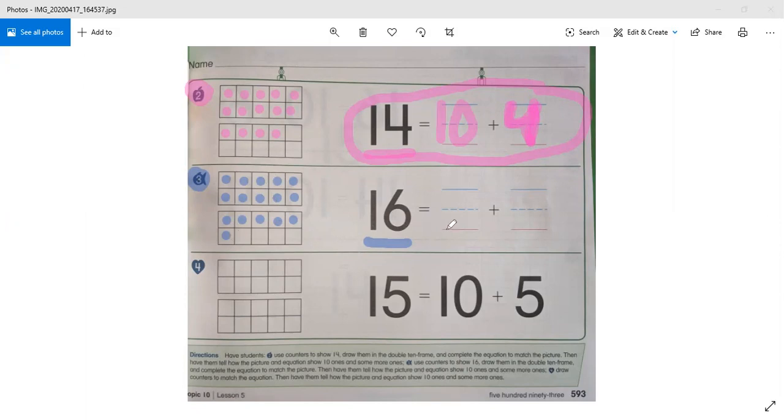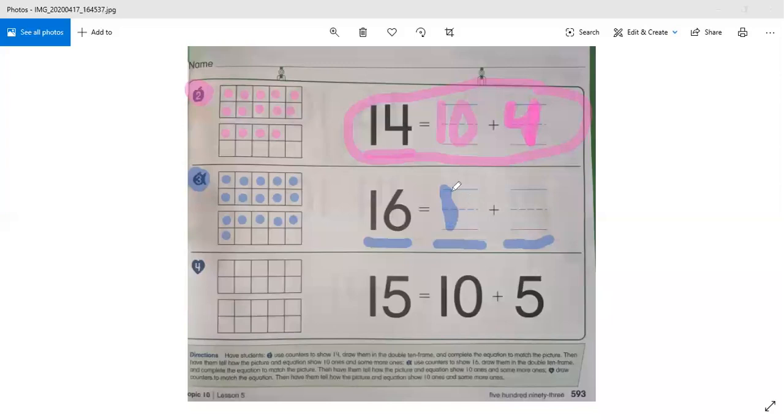So now I have to finish filling out our equation over here. I got to figure out what number goes here and what number goes here. If you already know, you can go ahead and start writing it down. So in this first part right here, what number do we put first? 10, right? Because there's 10 in the first 10 frame. So we're going to write 10.